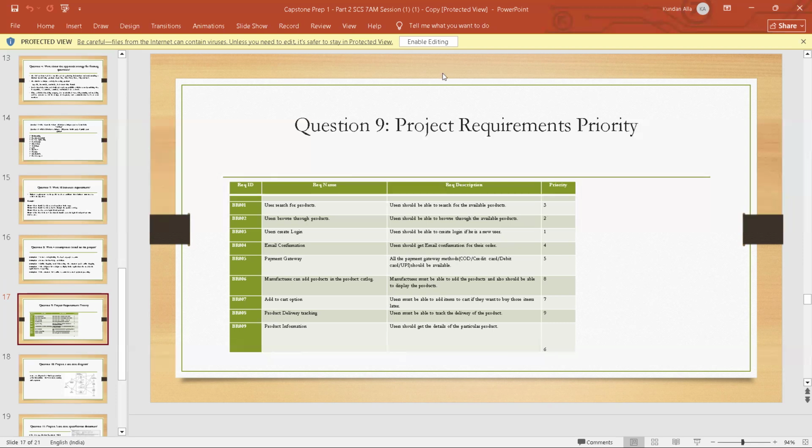Here, according to your project, you need to write your requirements. Here you will have the requirement ID. This is the template, and in the template, the very first thing you need to mention is the requirement ID. After that, the requirement name. After that, the requirement description.